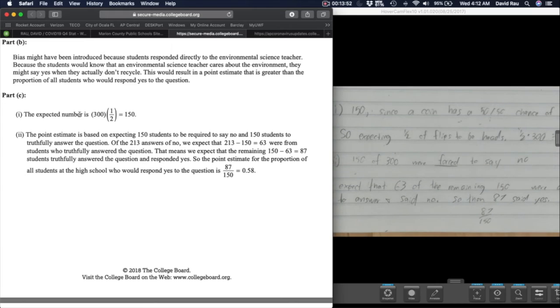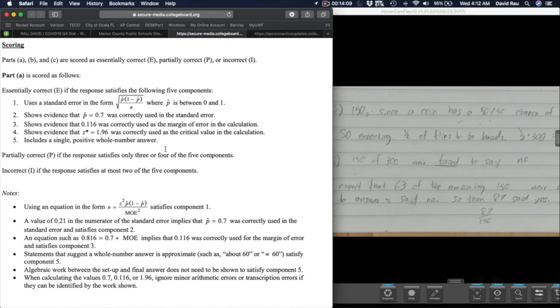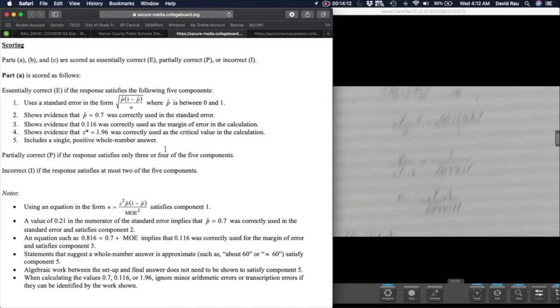Okay, let's go to reading the responses. So again, that part 2 is super confusing the first time you see it. It's a weird, wacky question. Hopefully the other 2 parts went by pretty quick. Really, it's just part 2 is the most difficult part. Anyways, how do you get your essentially correct in part A?